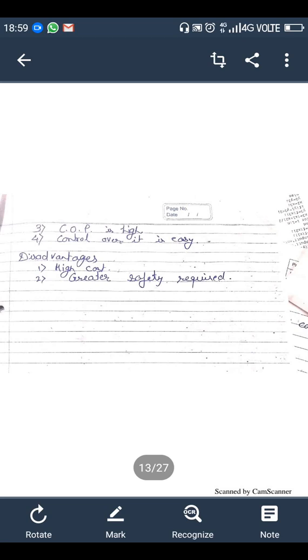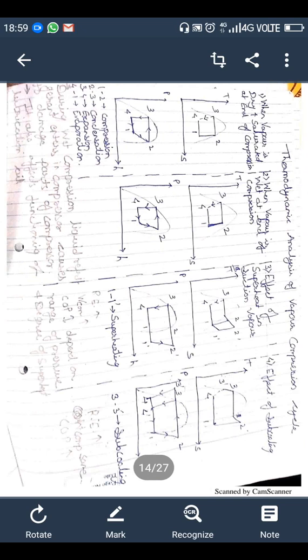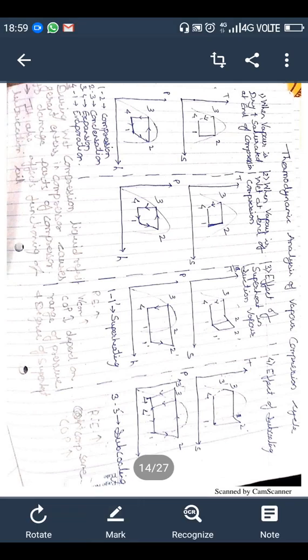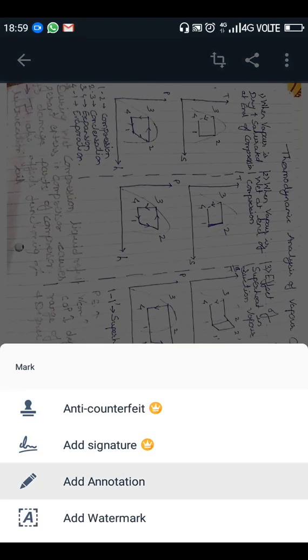Now let's see the next concept. This is the thermal analysis of our vapor compression refrigeration system. Thermal analysis means there are 4 different types, that is, what all the different changes you can make. So first one is when vapor is dry and saturated at the end of compression. Here you can see, I already explained this in the class, that this is critical point, and in that region it is subcooled region, it is superheated region, and this region is the wet region.